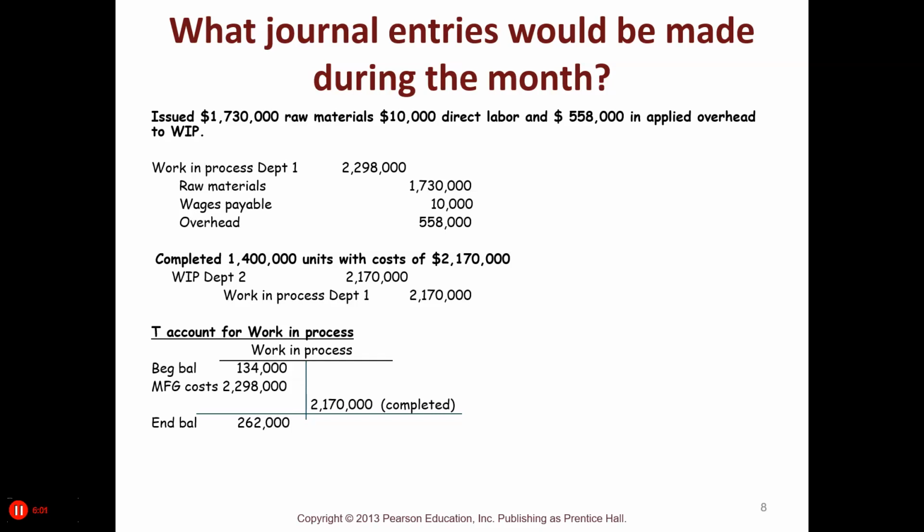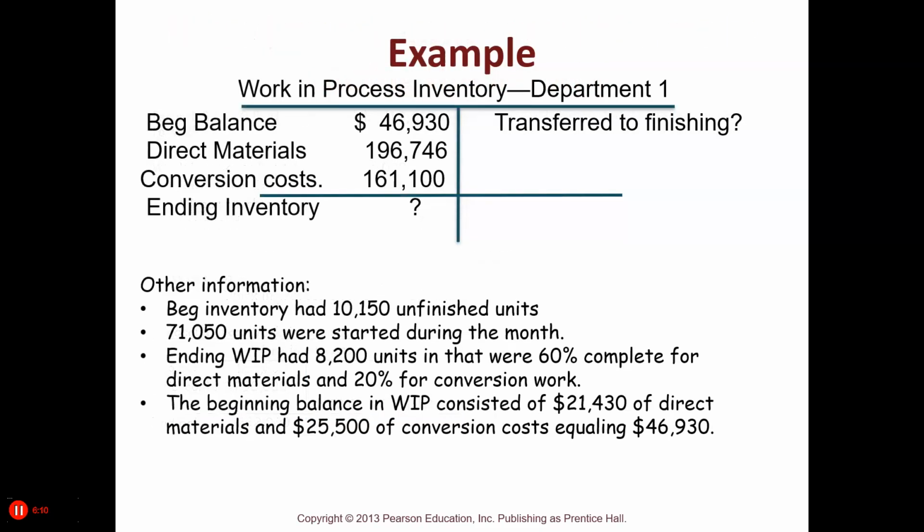Now let's look at one more problem, and this is just presented differently, but it's like your homework, so I wanted to make sure you understood it. Here's what we have. We have a T account that shows you the beginning balance. We don't know how much was transferred to finishing. We don't know what the ending inventory was, but we do know how much was added.